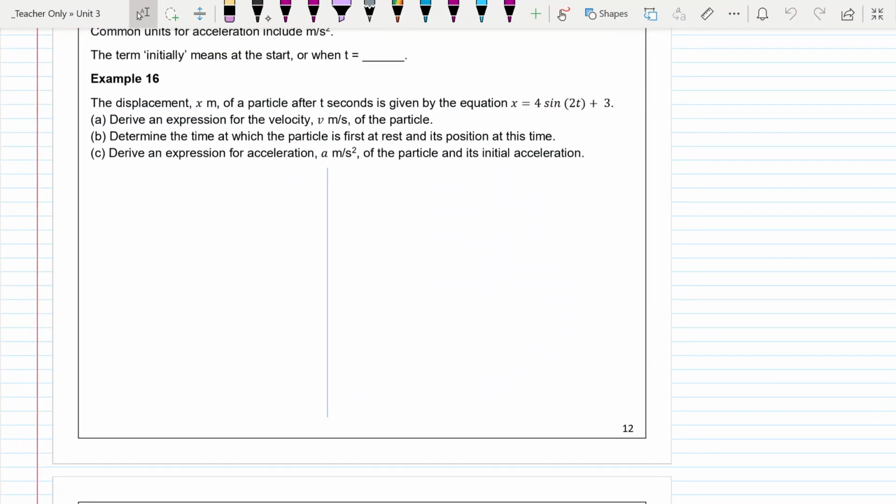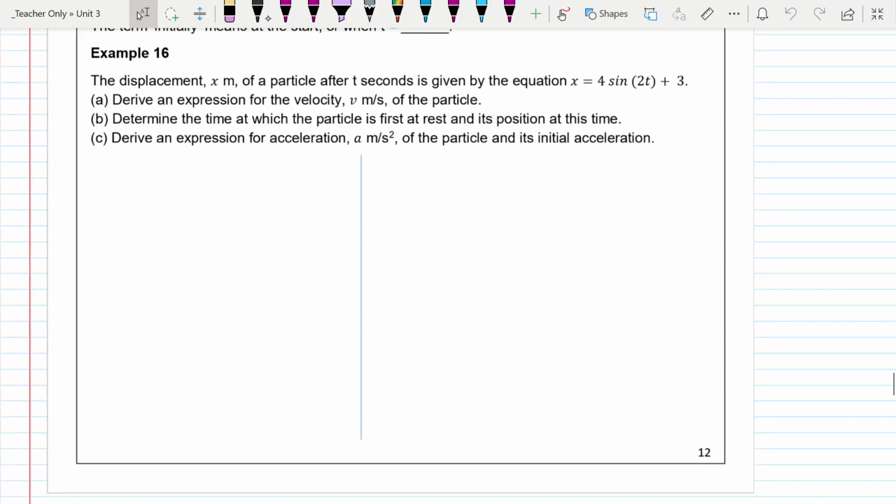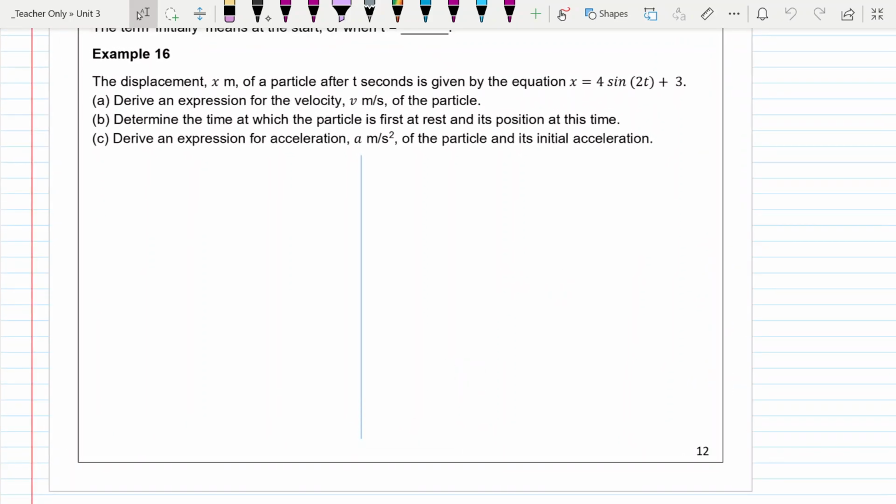Now we're going to have a look at example 16, and this one is about kinematics. We're talking about linear motion, so particles moving in a straight line. Here we have the displacement x of a particle after t seconds is given by the equation x equals 4 sine of 2t plus 3. They're asking us to derive an expression for the velocity v of the particle. Now we need to remember that velocity is the derivative of displacement.